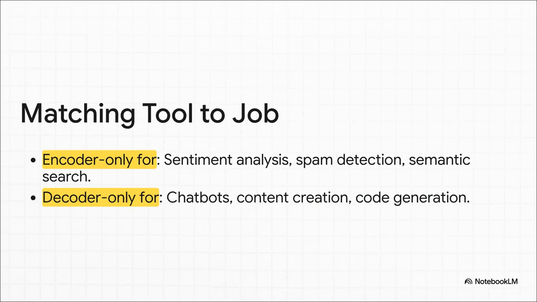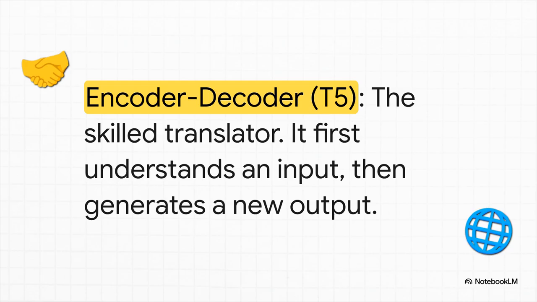So how does this play out for you? Simple. If you need to analyze a mountain of customer reviews for sentiment, you want an encoder. If you need to write a bunch of creative marketing copy or generate code, you want a decoder. It's all about picking the right tool for the job. But what if you need to do both? What if you need to first understand something and then generate something new based on it? Well, that's where the third style comes in, the encoder-decoder. This is your skilled translator. It's perfect for things like language translation or summarizing a long report.